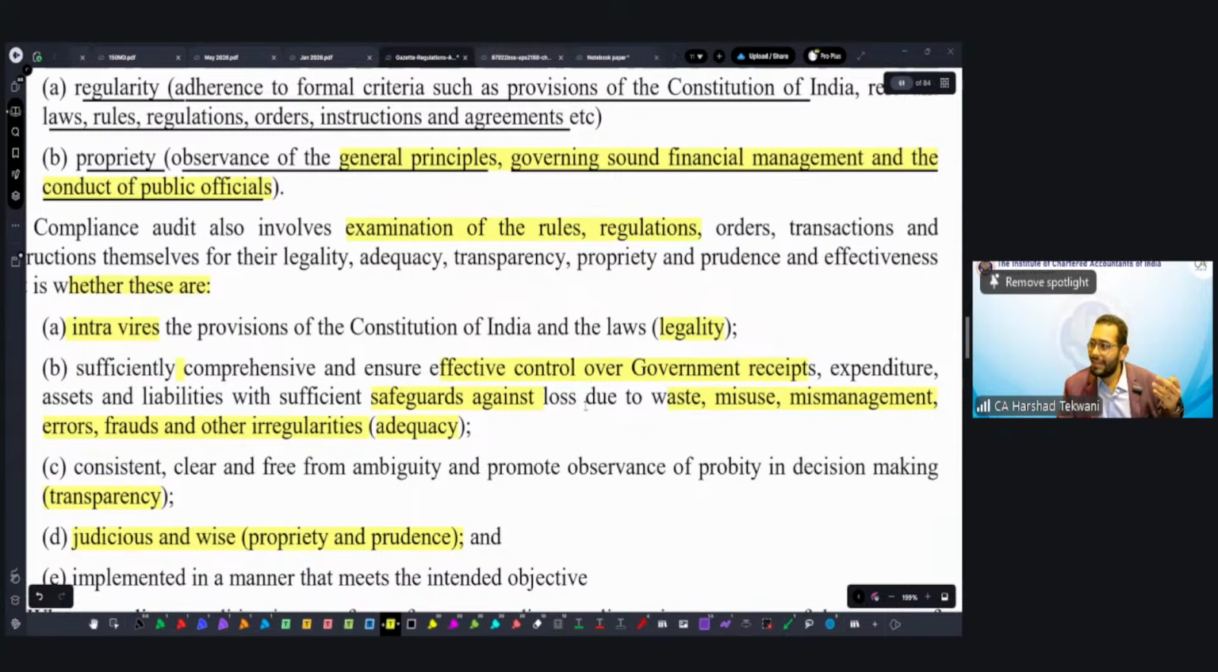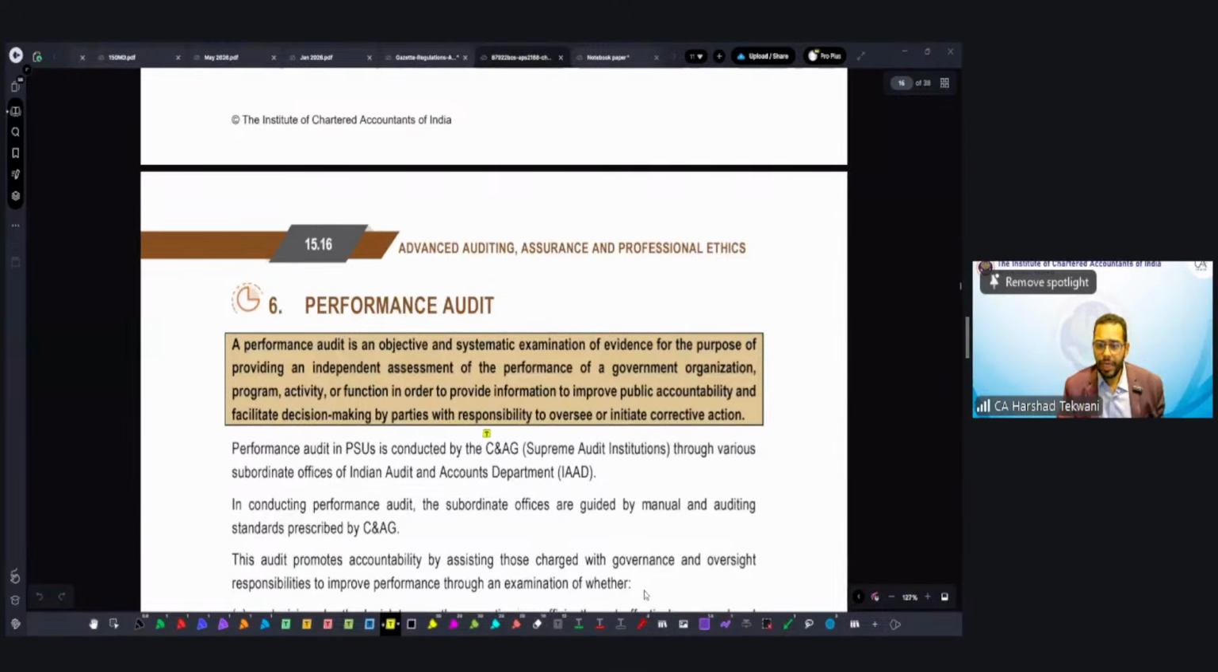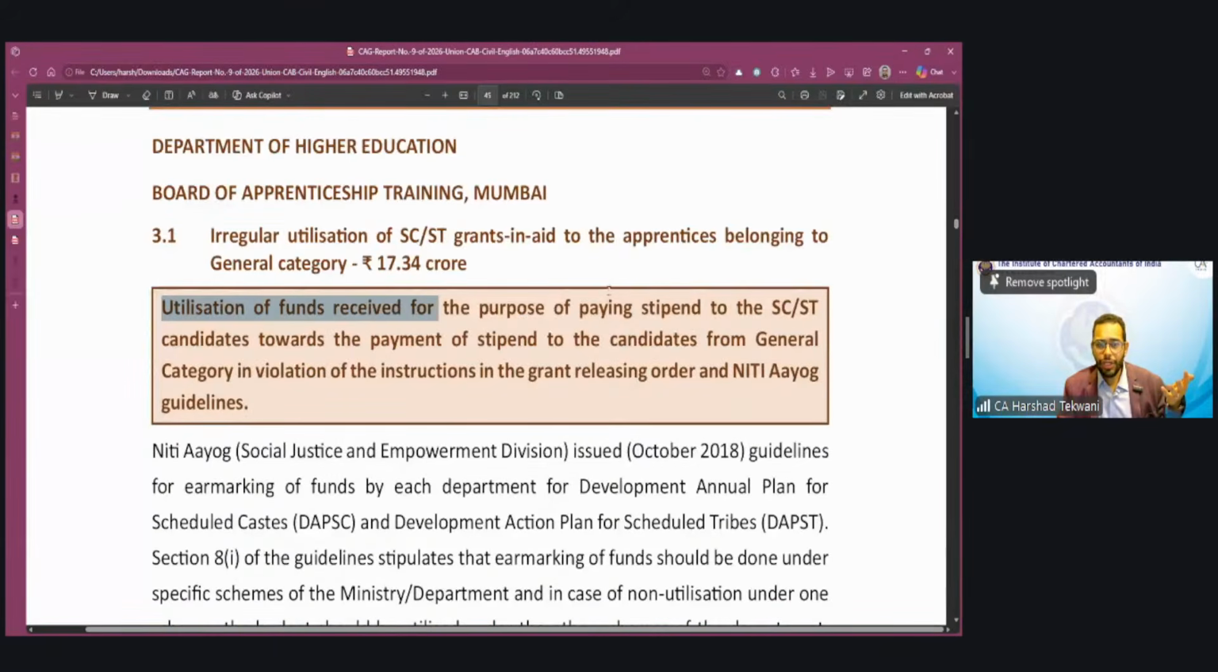One more example I will show you of a compliance issue. Utilization of funds received for the purpose of paying stipend to the SC/ST candidates. Now, this fund was used for the payment of stipend to candidates from the general category, which is a violation of the instructions in the grant releasing order and the Niti Aayog guidelines. So there's a violation of the guidelines issued by the Niti Aayog, a compliance aspect. So they have not followed the law.